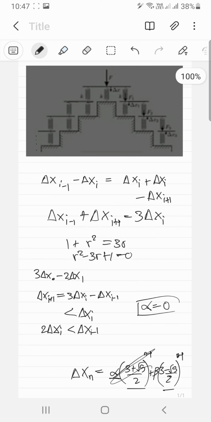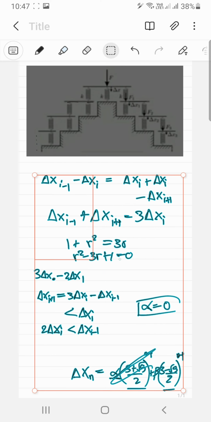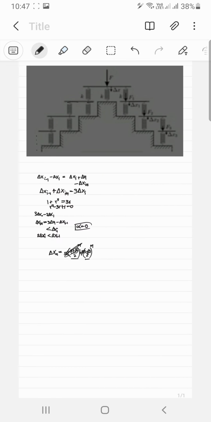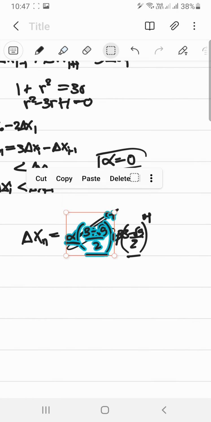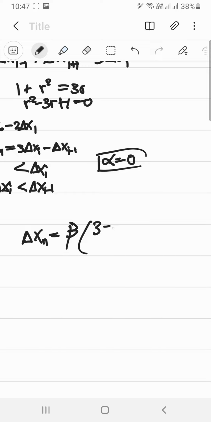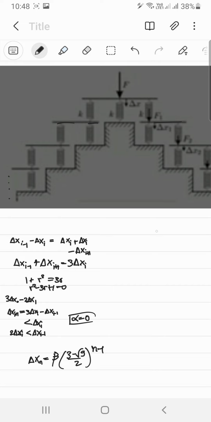For that platform, I'll just minimize everything. This is nice, right? At least we got the fact that delta x is in geometric progression. So what was this once again? Beta times (3 minus square root 5 upon 2) to the power of n minus 1. And what do we have?